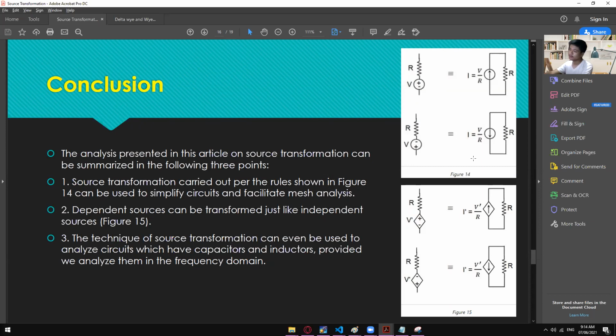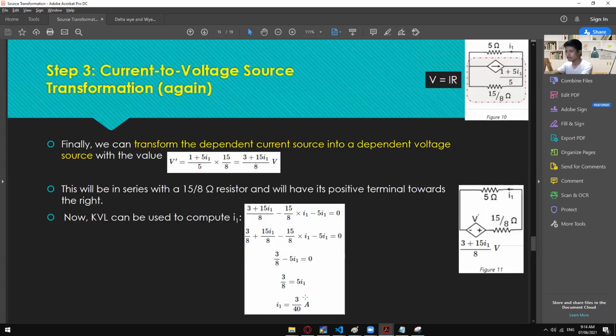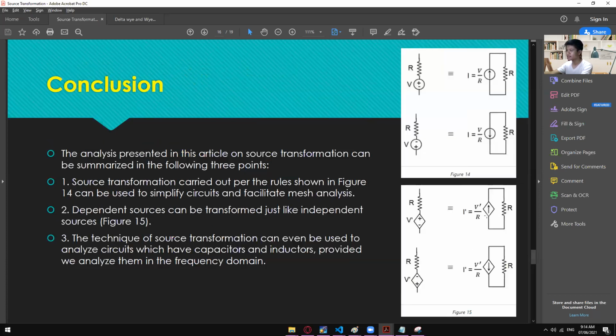Okay, and then for the dependent source, you have to get the independent current first, which is just like what we did right here, the I sub 1, and whatever is the polarity, you have to follow that one. So the same with this one. Okay, the polarity.